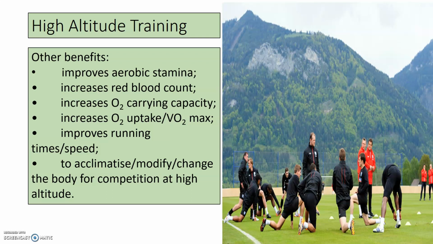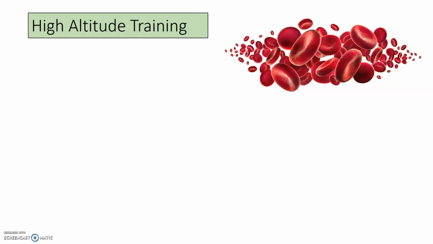We're also looking to improve our running times, our speed, okay, and that's the whole purpose in regards to performance when we're thinking about high altitude training. And ultimately, we're looking at that key word there of acclimatise. So by the term acclimatise, we're looking at getting our body to adapt, to be modified, to change a little bit. Okay, in essence, if we're acclimatising to that particular climate, that particular environment, then our body is going to adapt to that particular environment, okay, ready for competition.